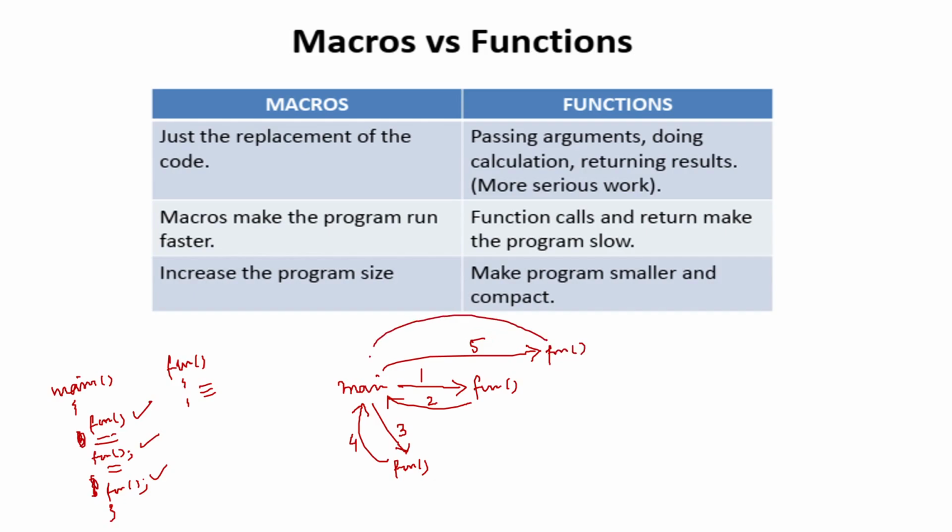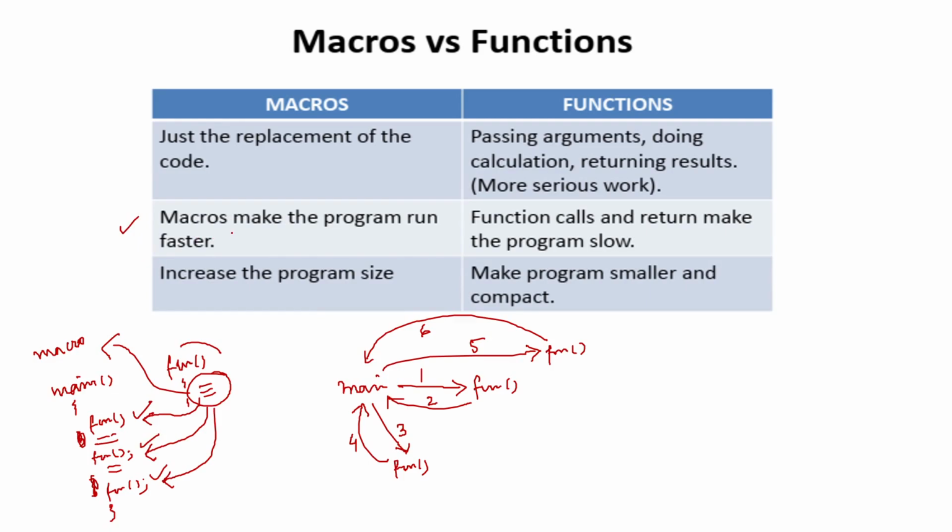And again it will return back. Now naturally for calling and returning back some time is wasted. But instead of doing this, if you replace the code of the function within a macro, then what will happen? In the original code there will be no calling. This part will be replaced over here. So there is nothing about calling a particular chunk of code. So naturally the program will be faster. That's why macro makes the program faster.